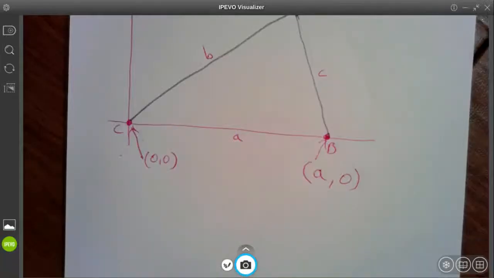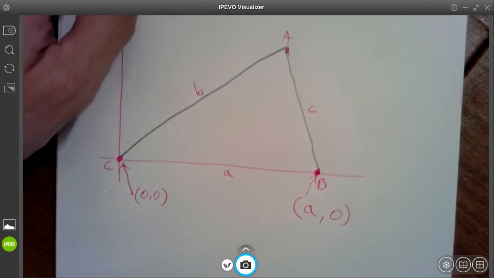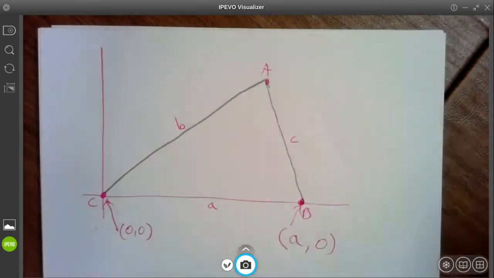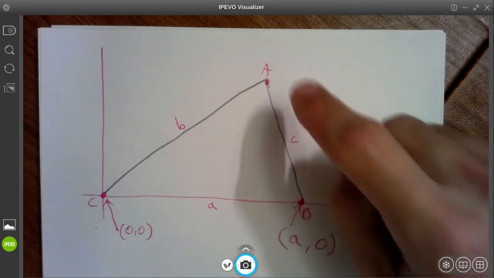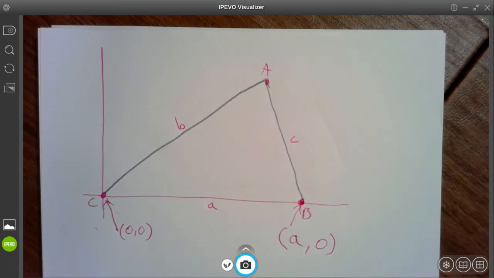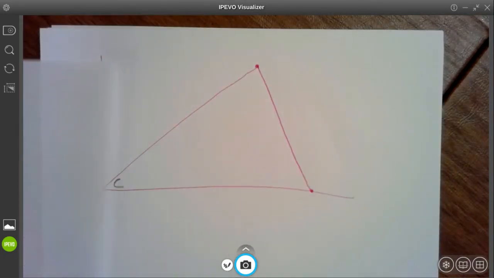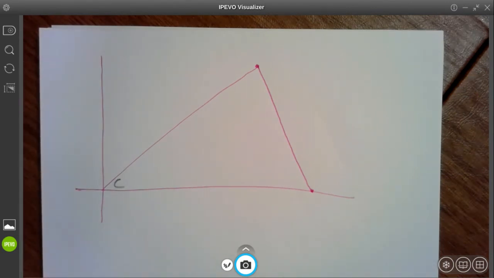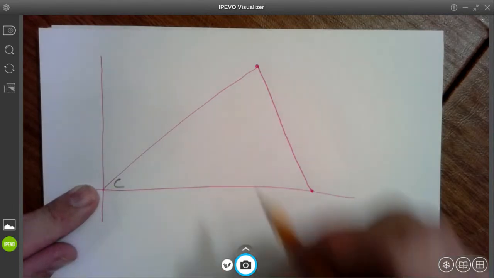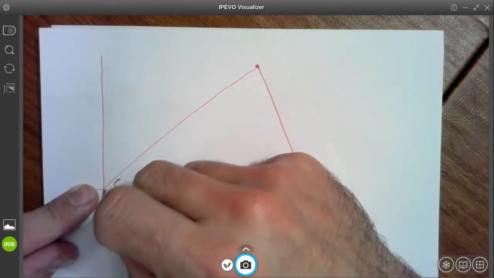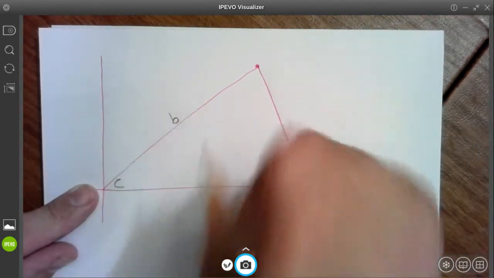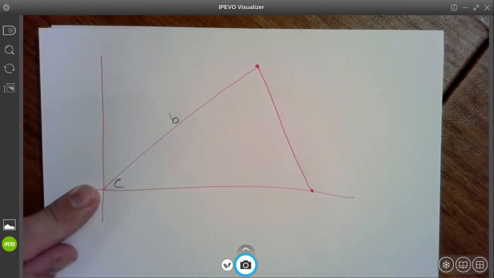Cool. All right. So in that last video, we had our setup right here. We were talking about a triangle out in the first quadrant. What I want to do in this video is find the coordinates for point A. That's my goal. I copied that triangle out there, and the important bits are that I have an angle C right here, and this little segment right here has length B.